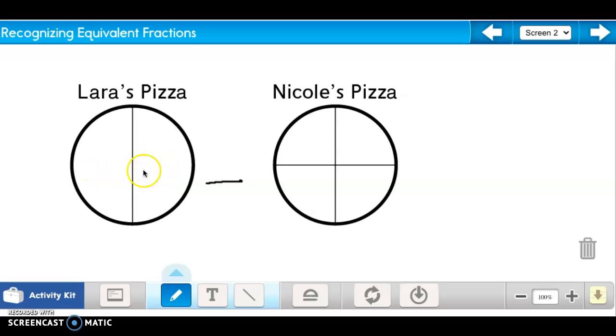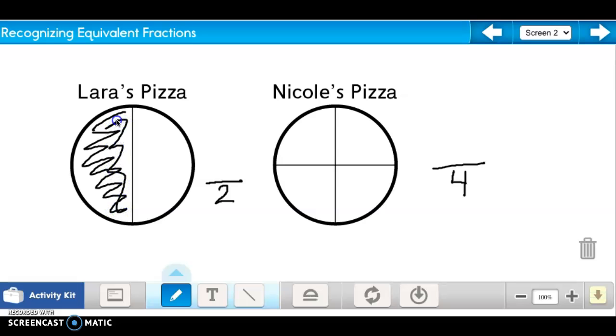So the top number is what is shaded and the bottom number is how many pieces. So in this pizza, the denominator is 2 because there's 2 pieces. In this pizza, the denominator would be 4 because there's 4 pieces. Now, what if I shaded this whole side? So now the numerator up here, how many pieces are shaded? 1. So this is half. We call this a half, or 1 out of 2.